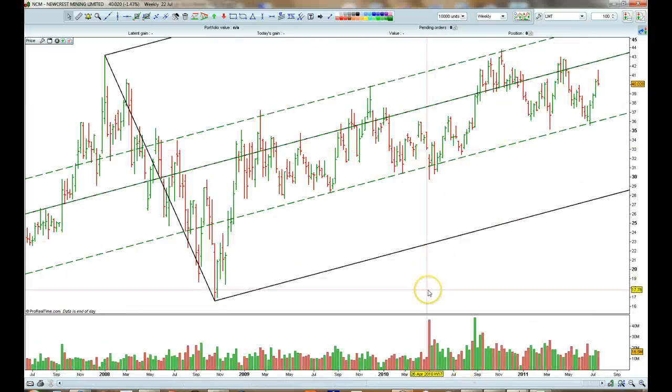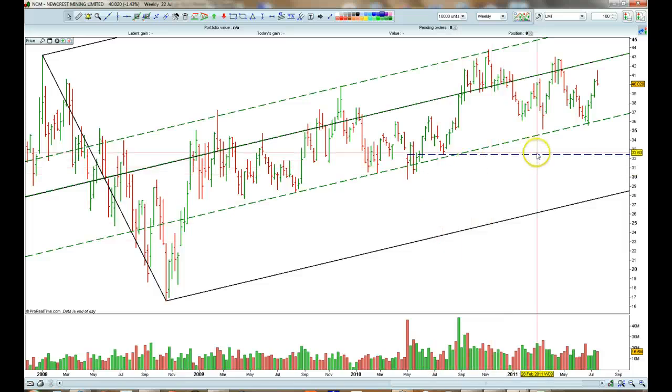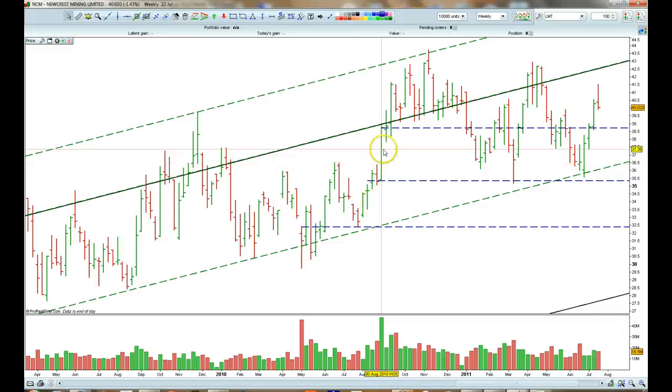I'll pick out the high volume bars. This is the weekly. I'll pick out the high volume bars there and put in some levels. So we've got that one down there at roughly 35.50, so we're above that, and then we've got this one here, which we've just broken above at the moment. I'll just put one on the close there and on the bottom there. So that's where they've been.